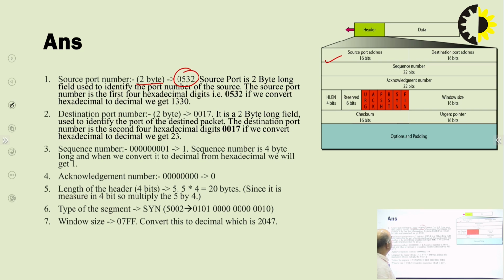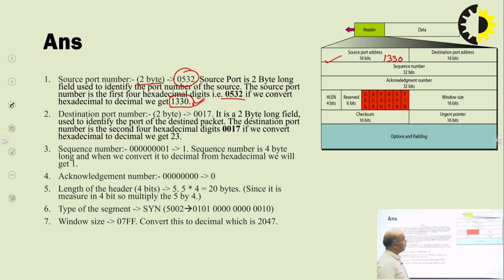The source port number is the first 4 hexadecimal digits, which we have to convert into decimal, not binary. When we convert into decimal, this will come out as 1330, so we will place 1330 here in this case.